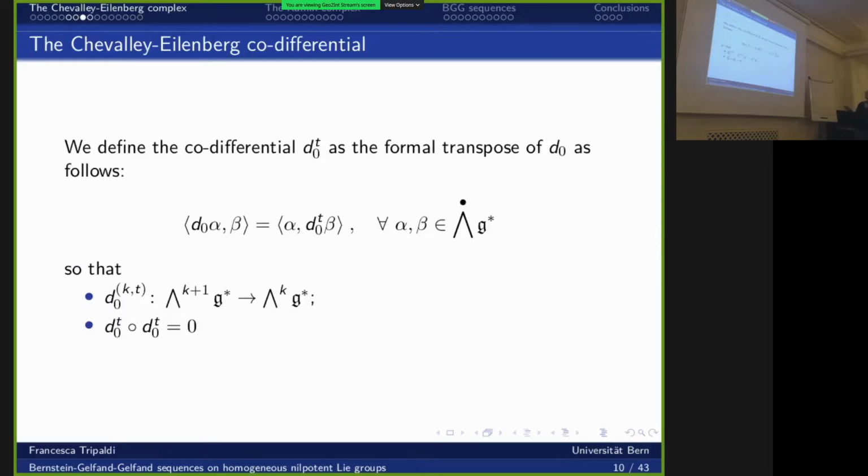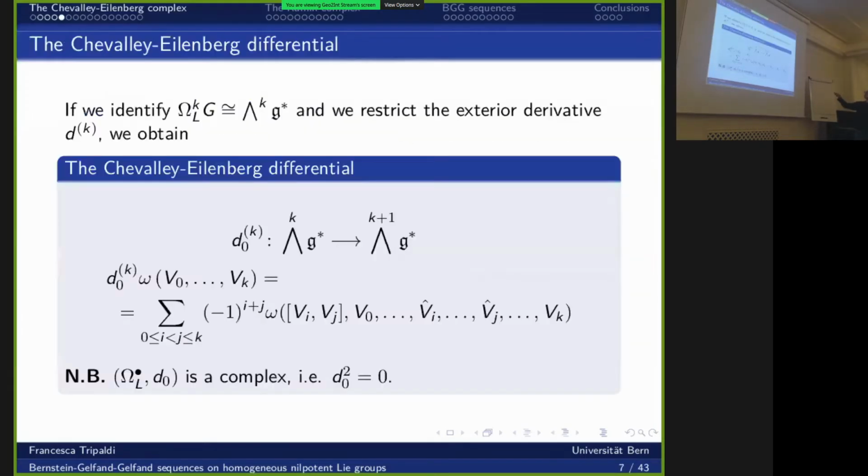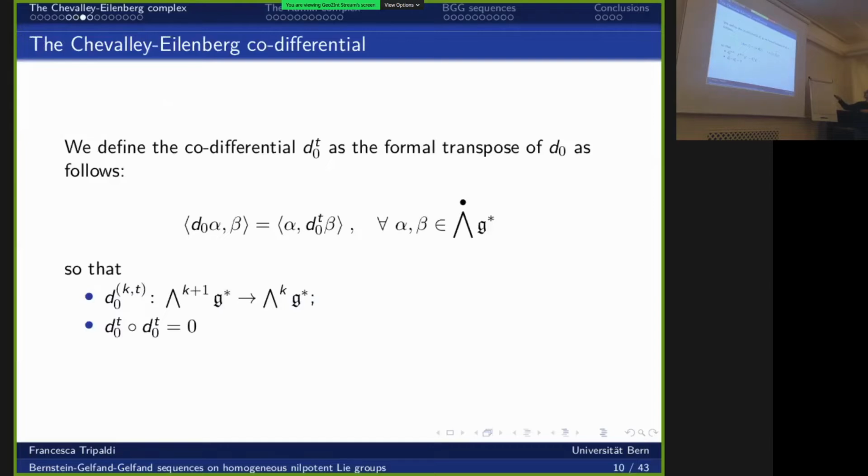Okay, so we define the codifferential using this scalar product as the formal transpose. Interestingly, for the notation, when we were doing d0, d0k goes from k-forms to (k+1)-forms. So when you transpose it, it goes from (k+1)-forms back to k-forms. And also d0 transpose twice is 0.